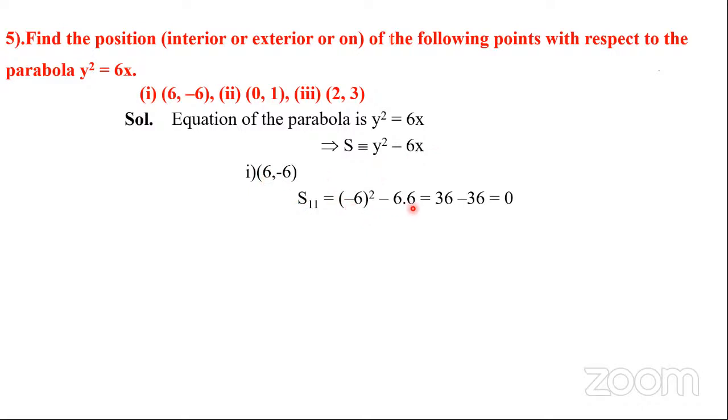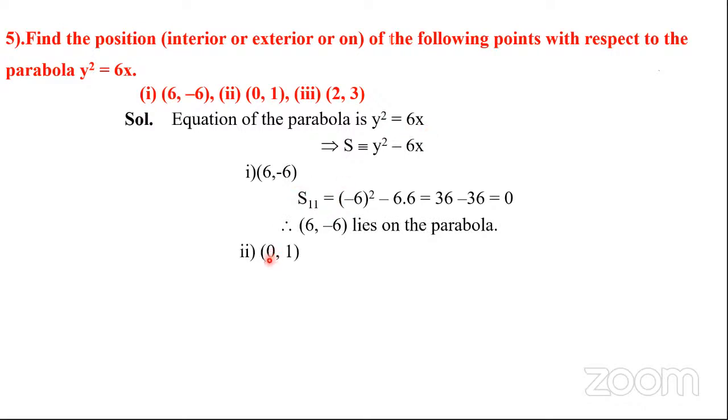Same like circles. So it is 36 − 36 = 0. It is −6, but it is squared, children, so it is +36. 36 − 36 is equal to 0. S11 is equal to 0 implies the point (6, −6) lies on the parabola y² = 6x.